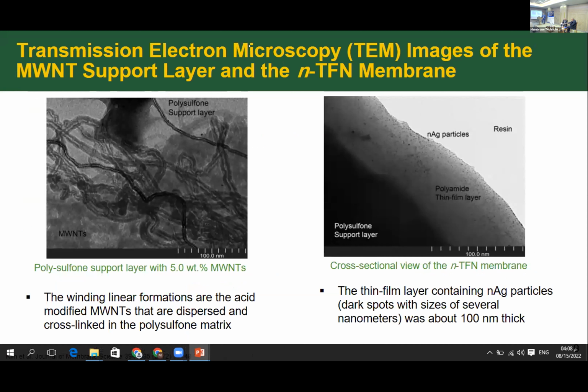And when we looked at the transmission electron microscopy, TEM, images of the support layer, and then of the MWCNT and also the TFN membrane, as you can see from both.